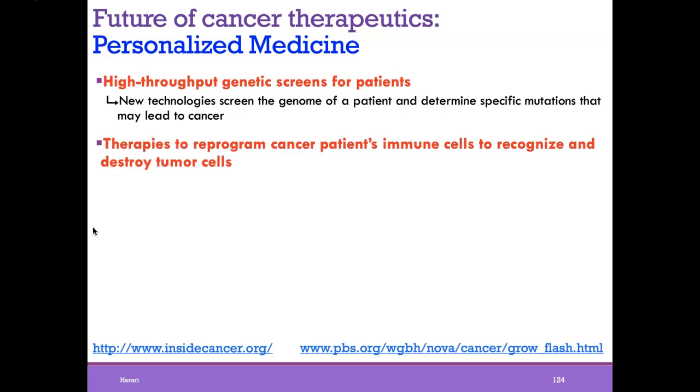There are also some really cool therapies being worked on right now that can reprogram the cancer patient's immune cells to recognize and destroy the tumors. This is called CAR T therapy. And you could take out, if somebody has cancer, you can take out their immune cells and reprogram them to recognize the cancer as being foreign.